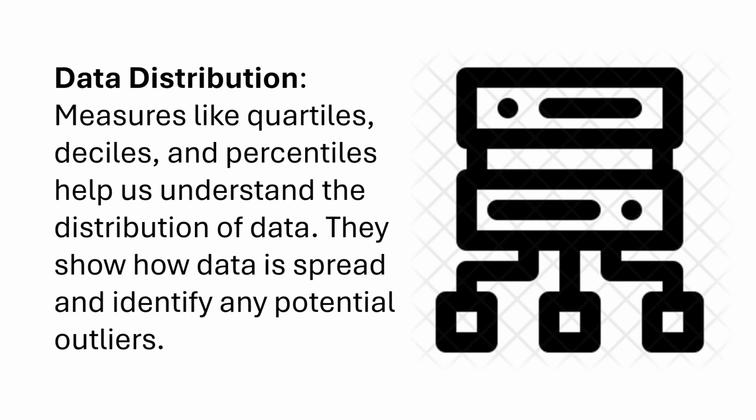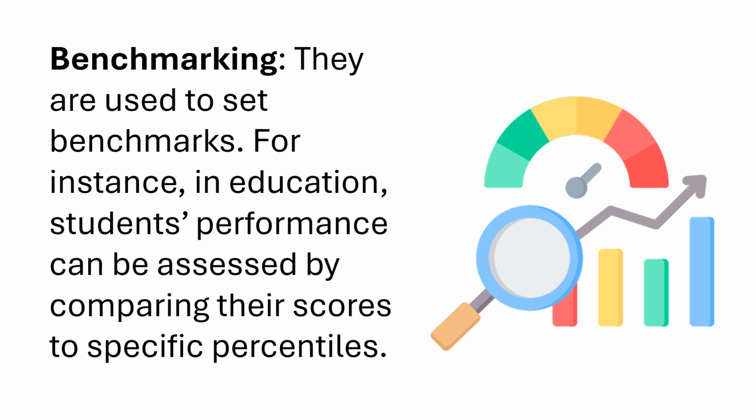For data distribution, measures like quartiles, deciles, and percentiles help us understand the distribution of data. They show how data is spread and identify any potential outliers. For benchmarking, they're used to set benchmarks. For instance, in education, students' performance can be assessed by comparing their scores to specific percentiles.